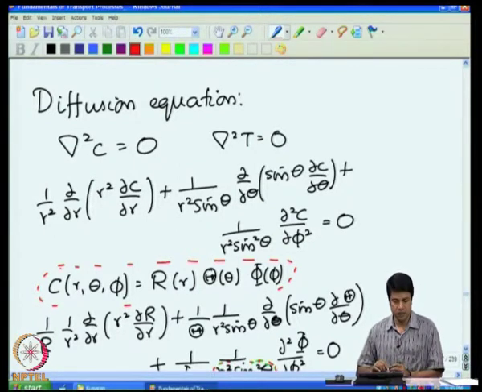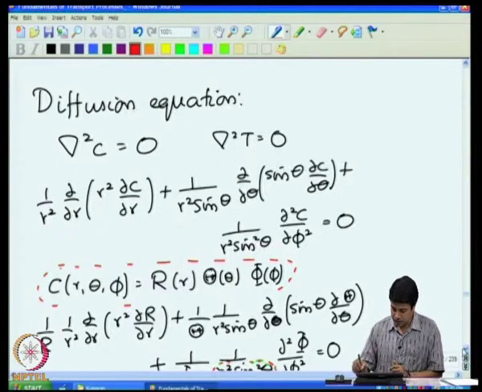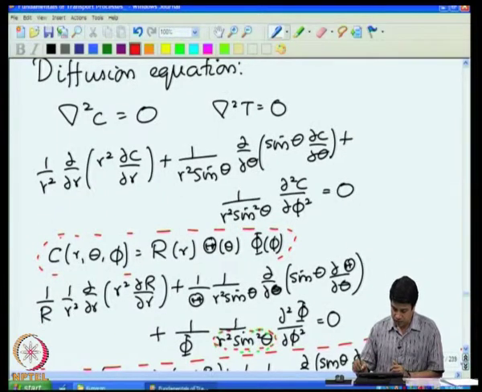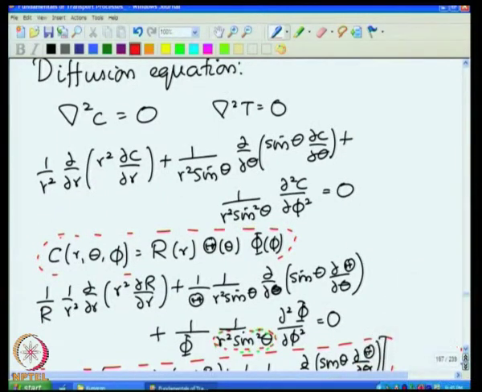And first we solved this using the procedure of separation of variables, where we write the concentration equation as the product of three terms, one of which is a function only of r, one is only a function of theta, and the third one is only a function of phi. And we separate out the dependencies on all of these three.